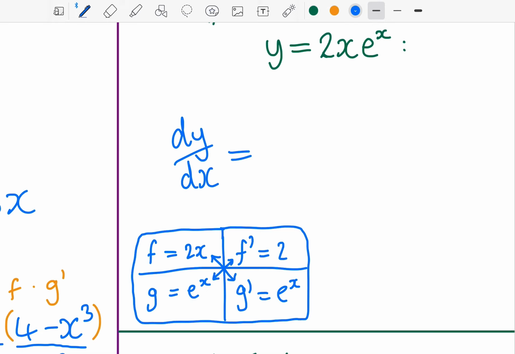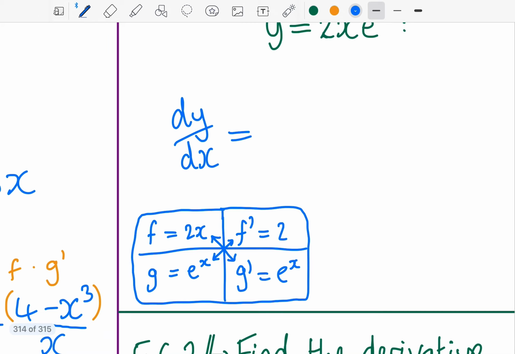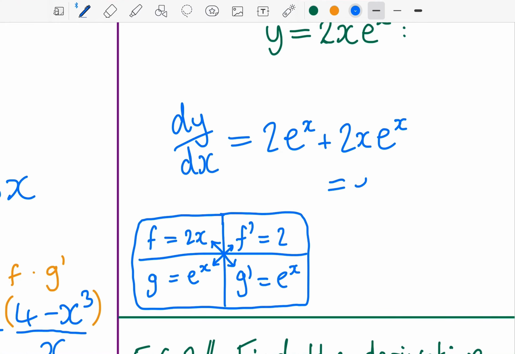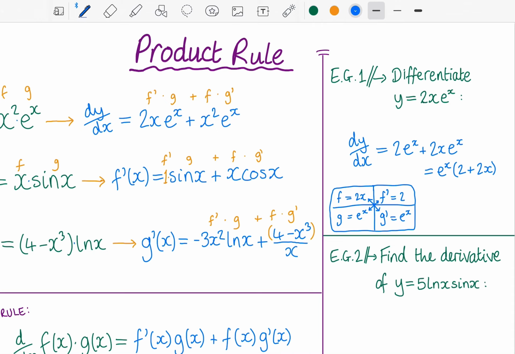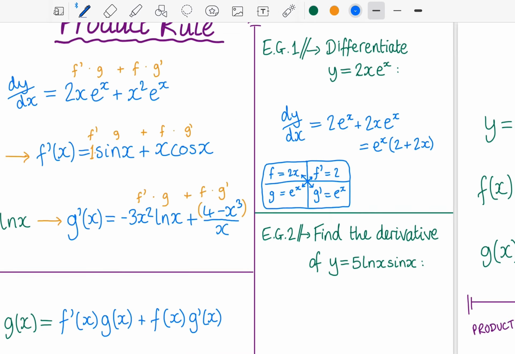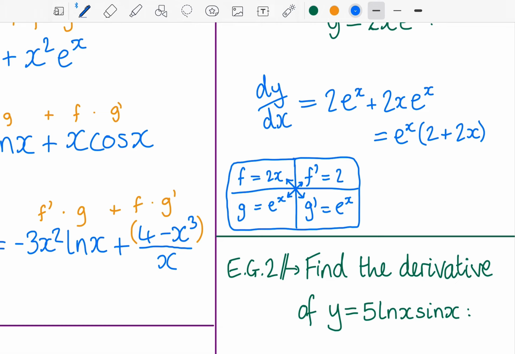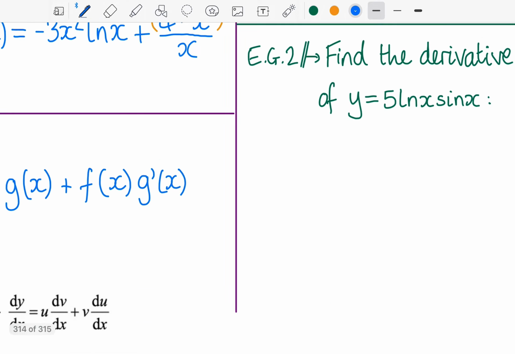So which one should I do first? Let's keep it in this order that I wrote before. So I'll have 2 times e to the power of x plus 2x times e to the power of x. Again, e to the power of x stays the same, which might confuse things ever so slightly for this rule. And we are going to call this the product rule, if that wasn't clear. And I've just factored it, that wasn't particularly necessary.